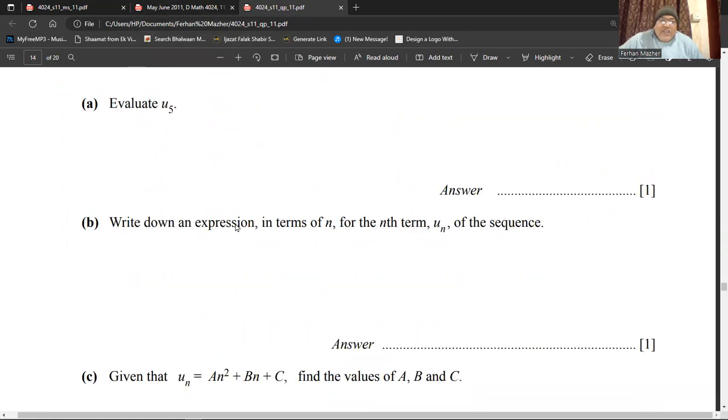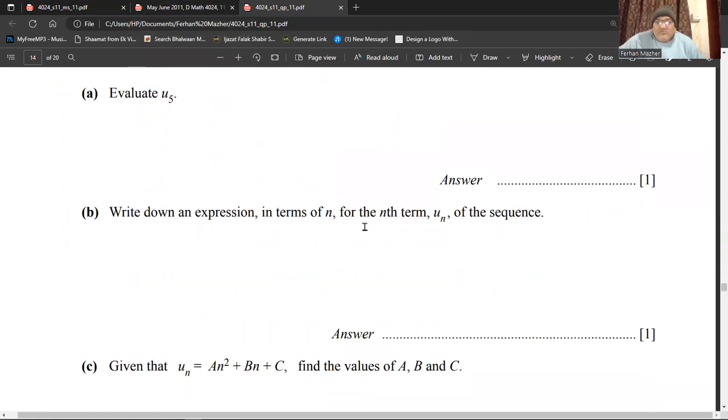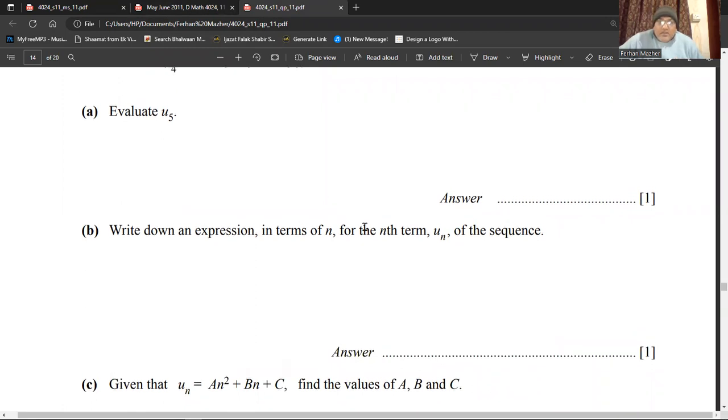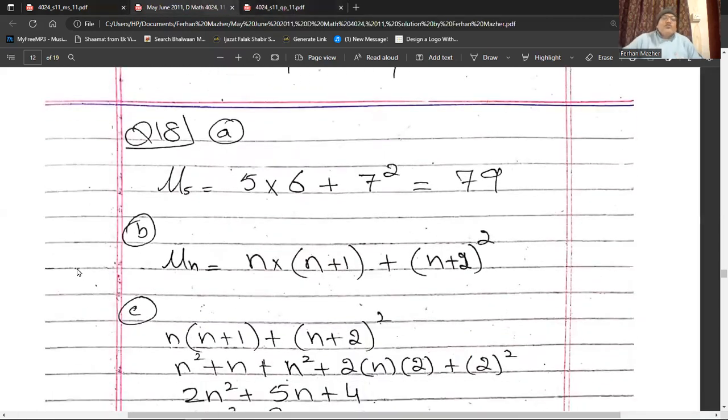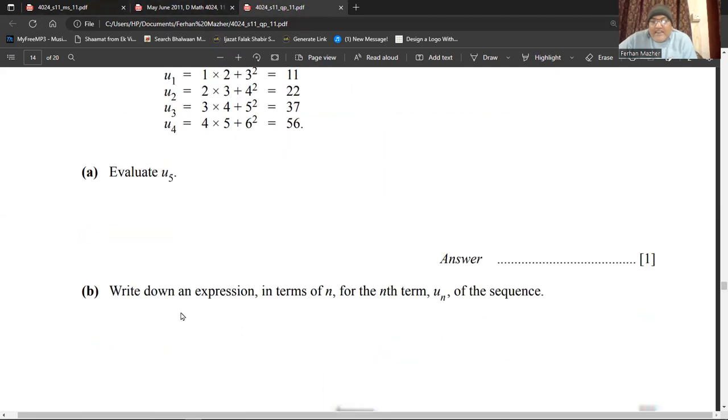Now, the question is, write down the nth term of the sequence. The nth term, very simple. In the nth line, it will be n multiplied by n plus 1, 1 more than n, plus 2 more than n, that will be n plus 2, and its square. Okay. So it will be n into bracket n plus 1, plus, in the other bracket, n plus 2 and its square. So this is how you find its nth term. From the pattern, I'm catching this and I'm writing this.